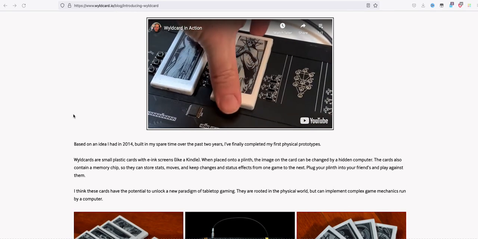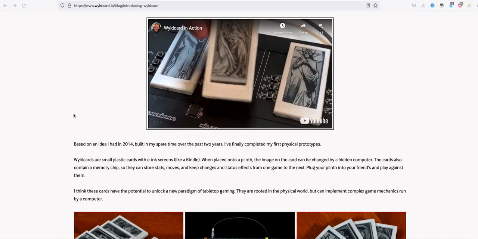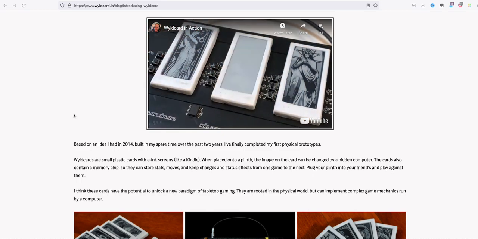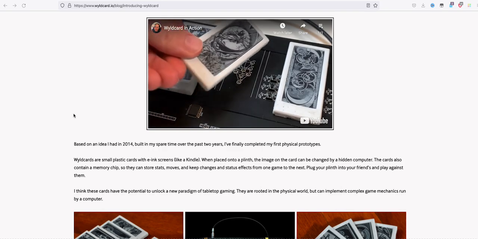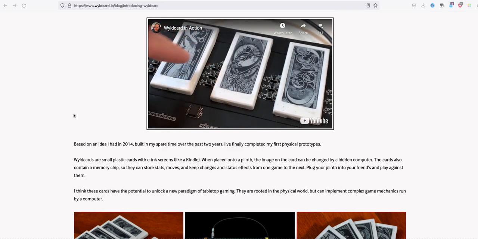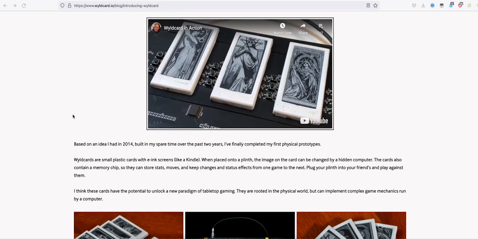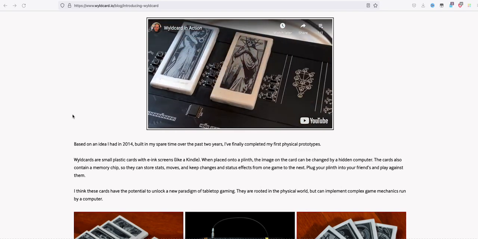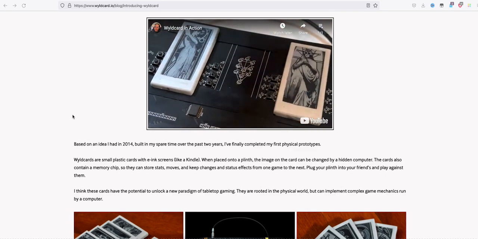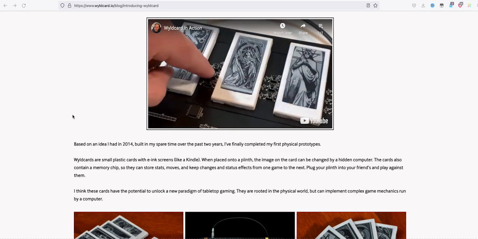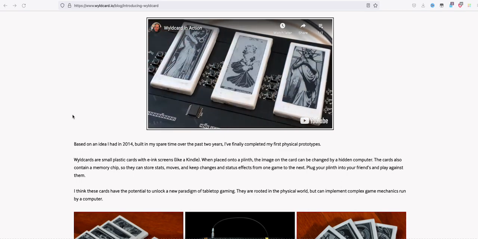This guy that built it, he had the idea back in 2014, and he built it with his spare time over the past 2 years. So he finally got a physical prototype right there, as you can see. So Wyldcards are small plastic cards with e-ink screens, like a Kindle.